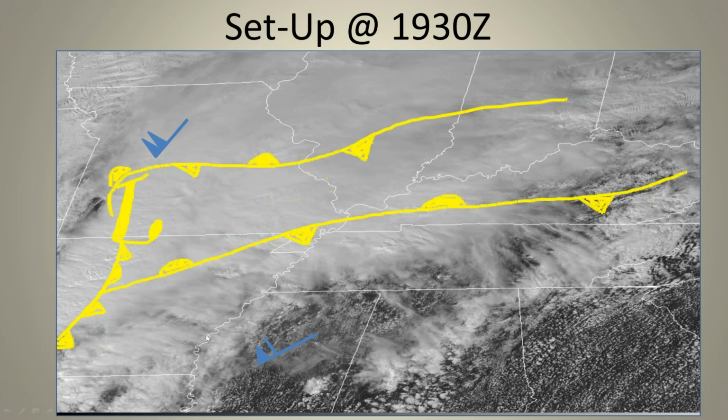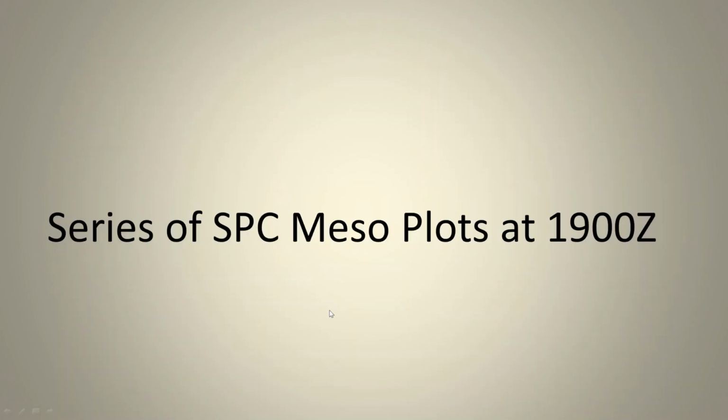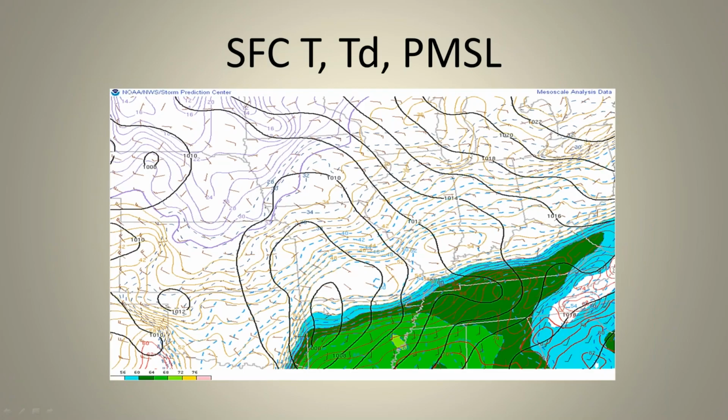You can see from the visible satellite imagery a large area of widespread clouds and precipitation. Layered cloudiness extends across much of the region. In the warm sector, there are some indications of cellular convection developing. So next I'm going to show you a series of mesoscale plots from SPC starting at 19Z. First one is just a surface plot showing the mean sea level pressure, temperature, and dew point.